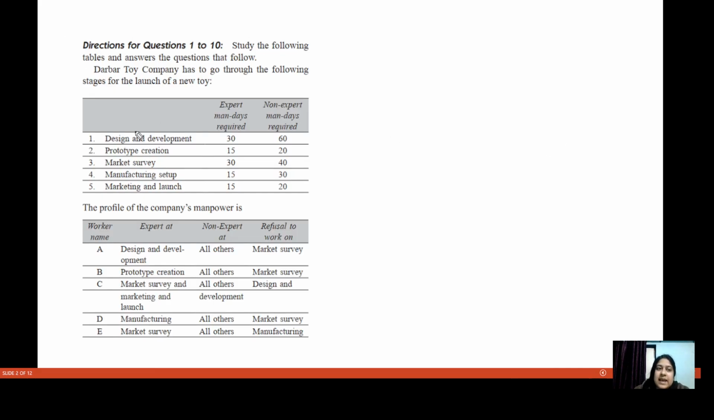Okay, now see, we have basically five stages of this Darbar company toy launch. Okay, so to do design and development of a toy, expert man days required are 30. And who is expert in doing design and development? A. So basically it is saying that A is able to do 10 by 3% of the work in one day, because 100% of the work is done in 30 days.